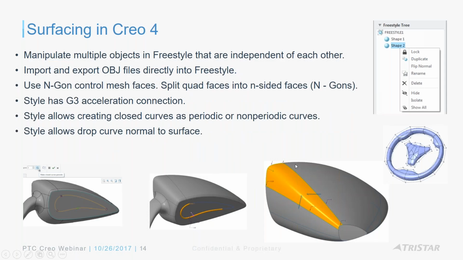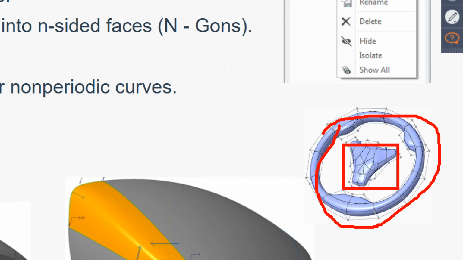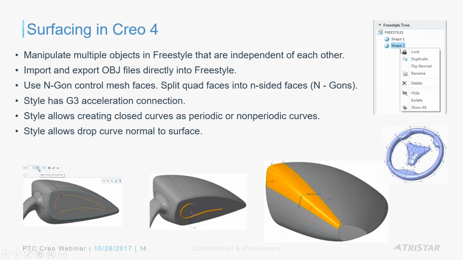So for the surfacing, if you do a lot of industrial design, you probably are aware of the freestyle and the style features that you have had in Creo for some time now. If you use freestyle, you can now use multiple objects, as you can see here. I used one object here, a second object here, and then I can connect them. So that's possible now. And also you can import OBJ files.